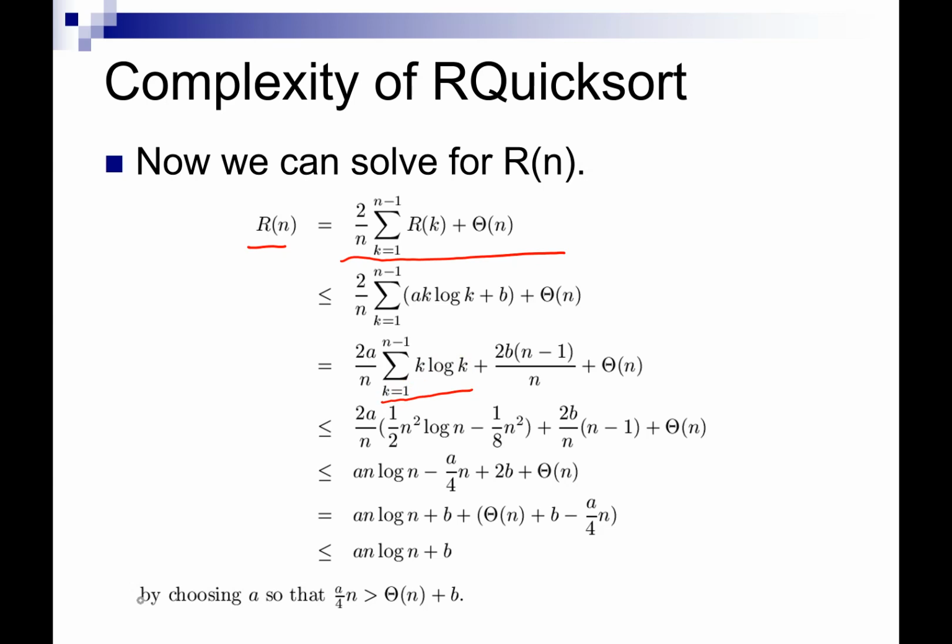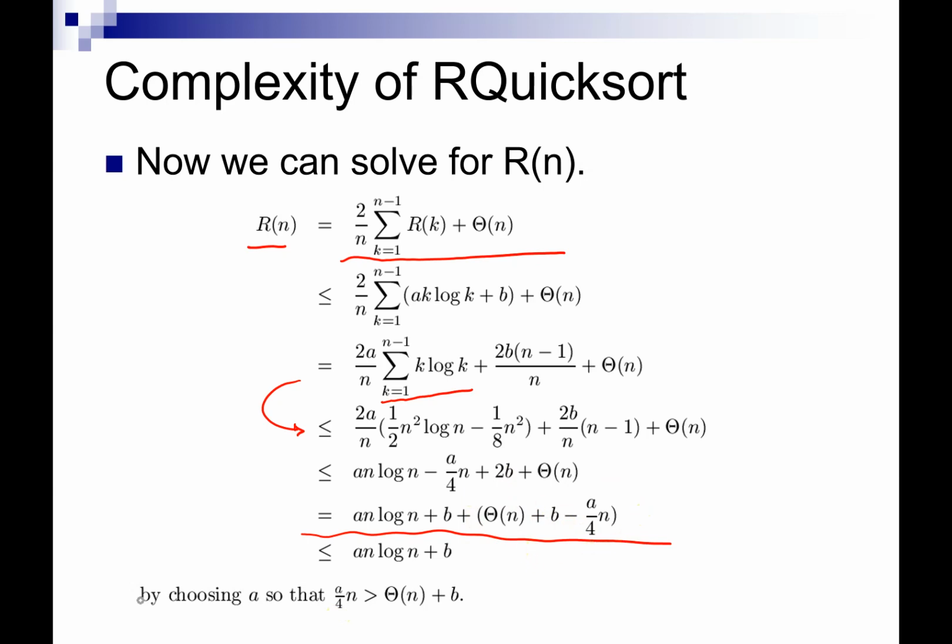This step over here is from the previous lemma, and then we can do some simplification, and we're eventually going to end up with this term over here. So this is almost what we want, because we want to show that the time to sort n numbers is at most a times n log n plus b, but we have this additional term over here. However, we can make this additional term go away. All we need to do is ensure that this term here is non-positive, okay?